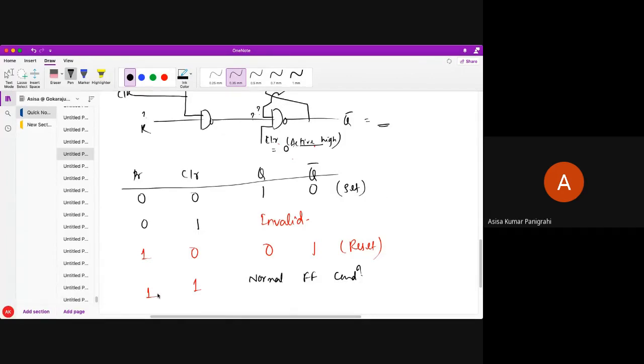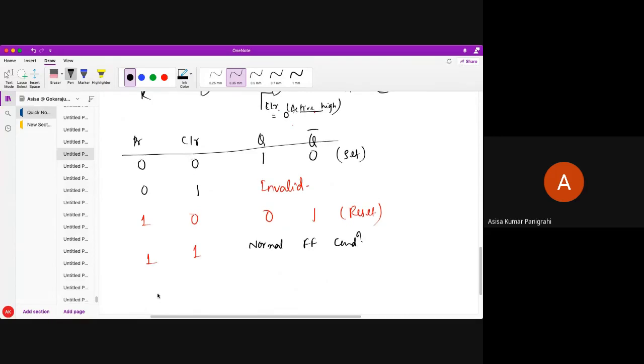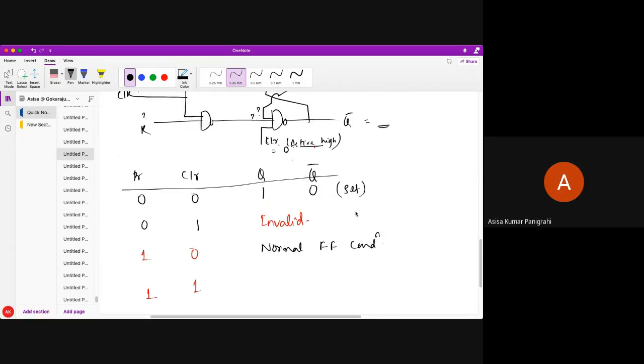Okay, now. Sir, yes, so this got here once, normal flip-flop condition. Yes, any doubt? Yes, sir. Could you explain once again from 0 0? For 0 0? Yes, sir. For 0 0, you want me to explain? Okay. For 0 0, what will happen?